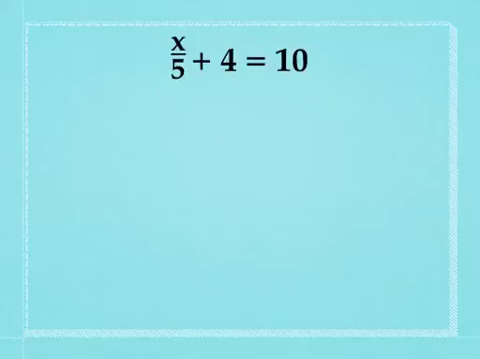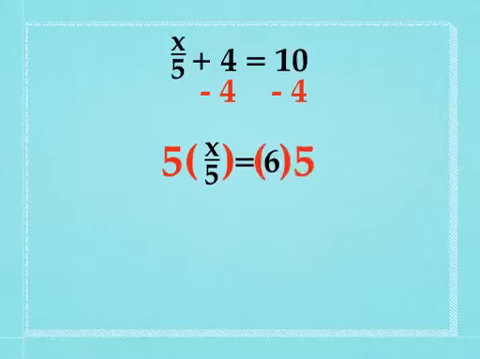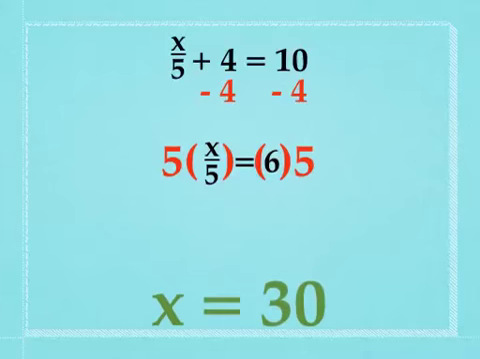The next example, we have x divided by 5 plus 4 equals 10. Get rid of addition or subtraction first. The opposite of adding 4 is subtracting 4, so I need to subtract 4 from both sides. That would leave me with x divided by 5 equals 6. The opposite of dividing x by 5 is to multiply by 5, and I need to do that on both sides of the equation. On the left side, my 5's are going to cancel out and leave me with just 1x equals 6 times 5 is 30.